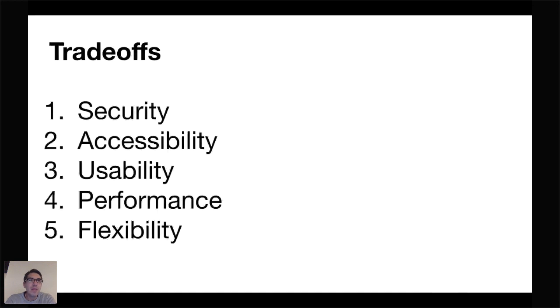One of the key trade-offs that you have to make is security. How secure do you want this? You can do this in a very, very secure way, but it often will be less usable or less performant. Accessibility: how accessible do you want your keys? Usability: how easy is it to use? Performance: how quick is it? And flexibility: what kind of things can you do with it?